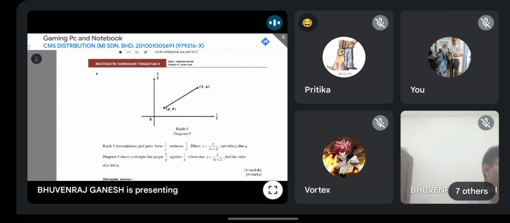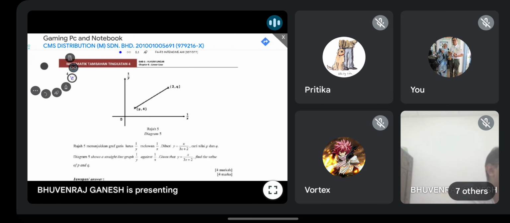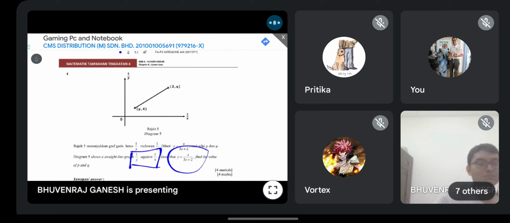Okay, so they show graph of 1 over y against 1 over x. And then they give you this equation. Okay, persamaan ni diberi. So now, what's my first step, guys? What should I do now? They ask you to find P and Q. Where should I start with?